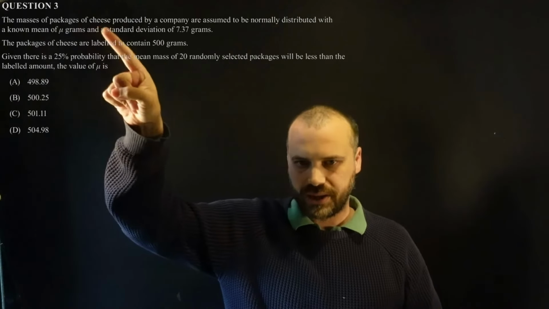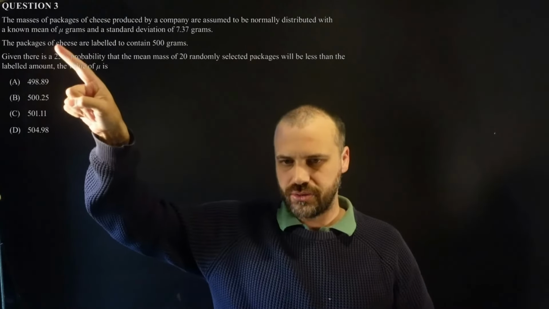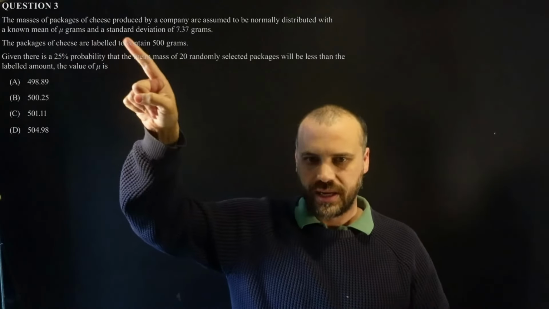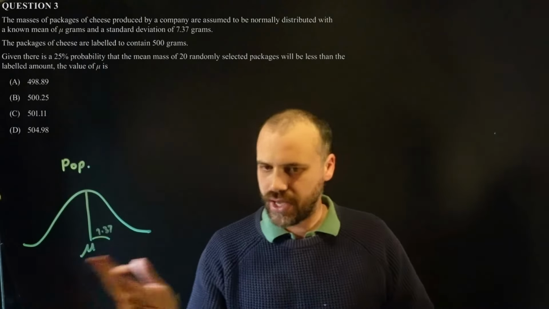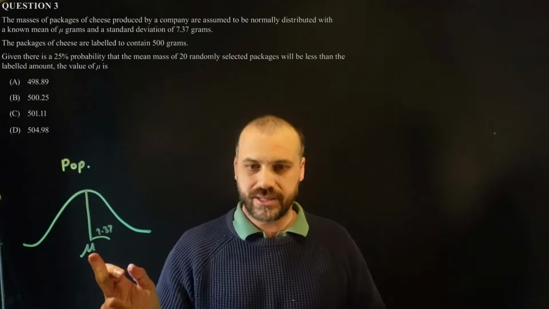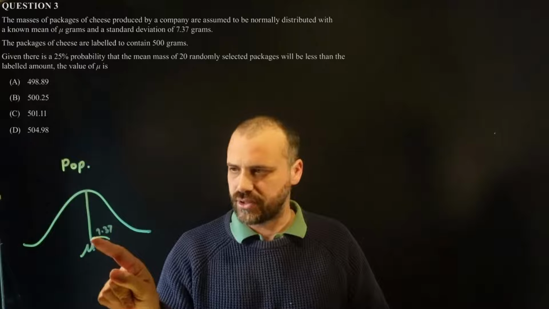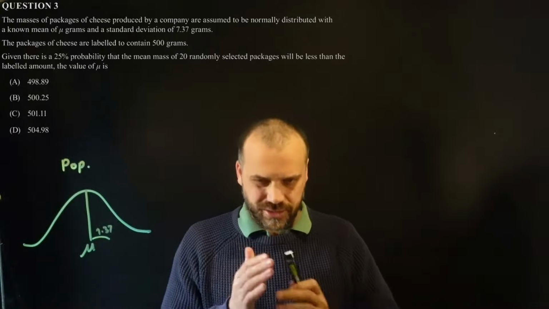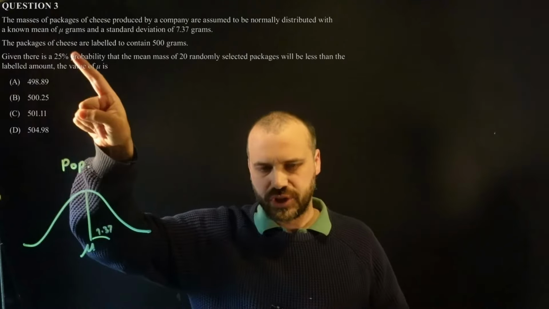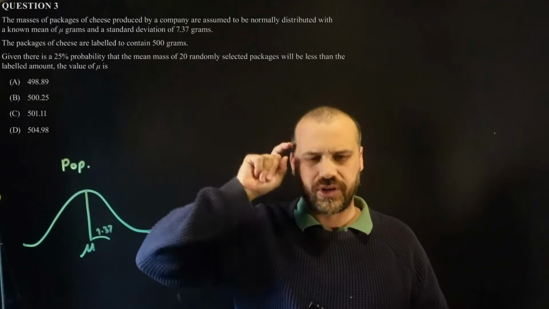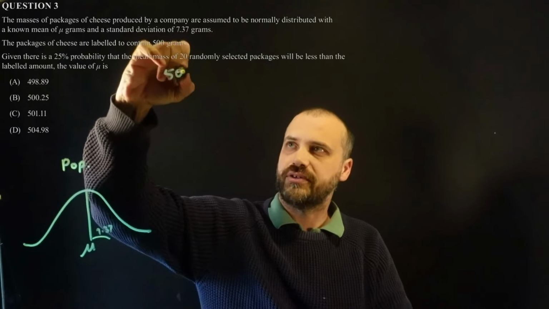The mass of packages of cheese produced by a company are assumed to be normally distributed with a known mean here and a standard deviation here. Let me just draw that. So there we have a normal distribution with a mean that is unknown, but a standard deviation that is 7.37. I like to put it in here with just a little leap because standard deviation is our measure of spread. The packages of cheese are labelled to contain 500 grams. I don't know where that fits yet, so let's just write that down, 500g.